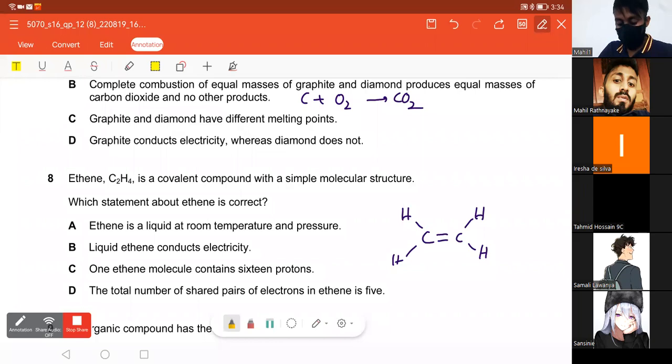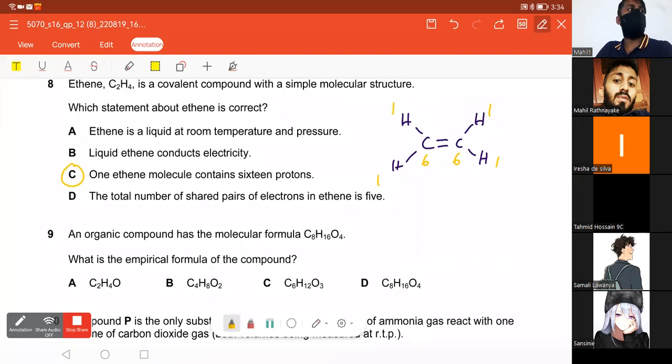Which one? No. How many carbon protons? 6. 6. 1, 1, 1, 1. Answer is 16. Answer is C. Very easy.